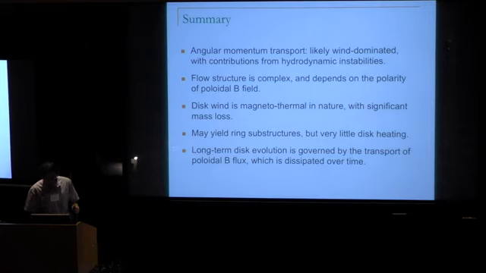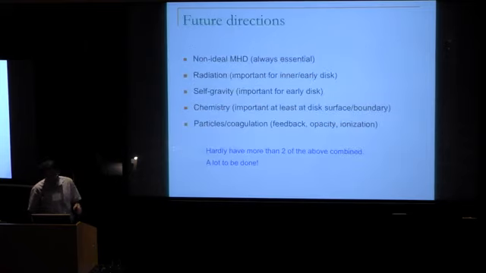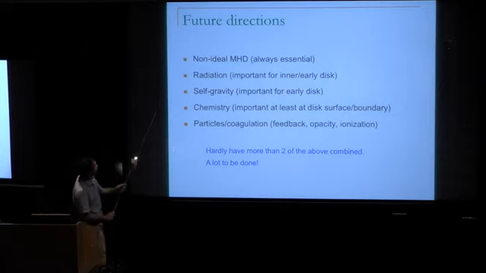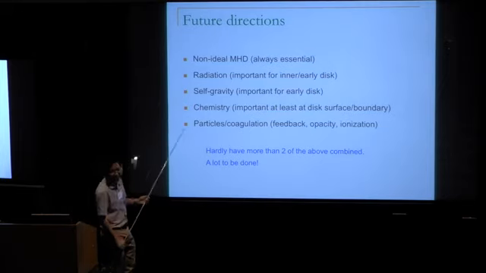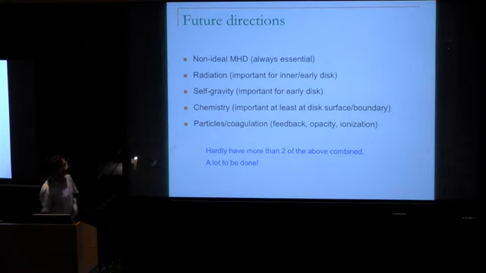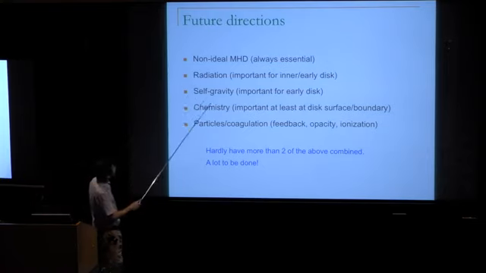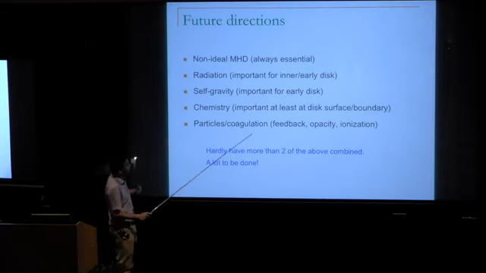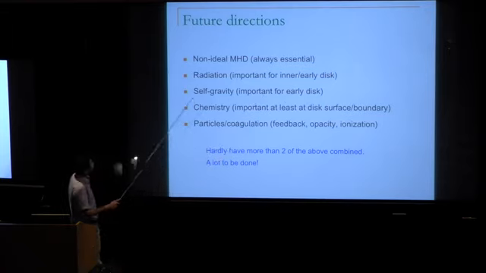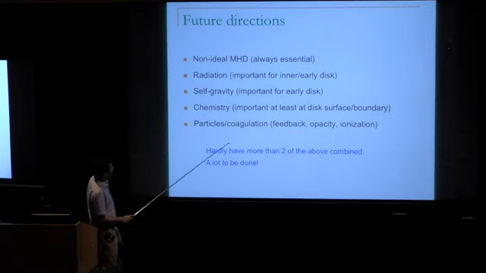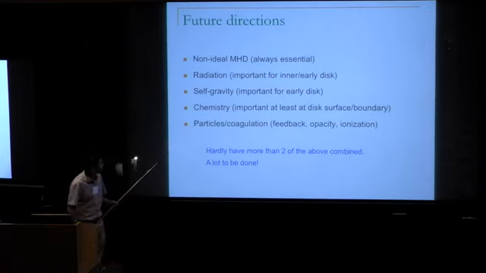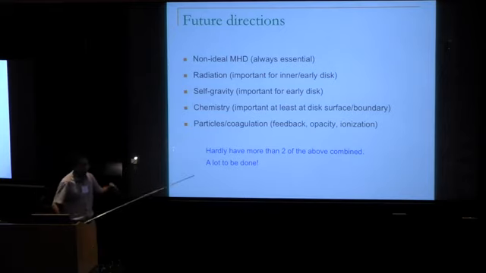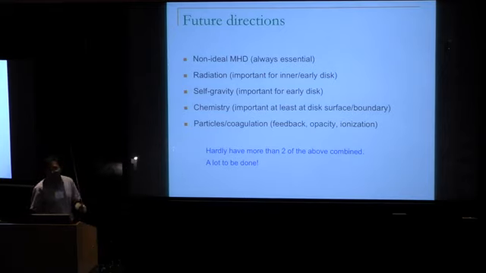Since this is a talk on computation, I haven't really talked about computation, but here are the necessary ingredients that we would love to include in global MHD models. Radiation, especially important in the inner disk and also in the early phases of the disk where it's highly optically thick. Self-gravity, chemistry, and particle coagulation. So far, hardly more than two of the above have been included, and that also means that there's a lot to be done. I'll stop here. Thank you.